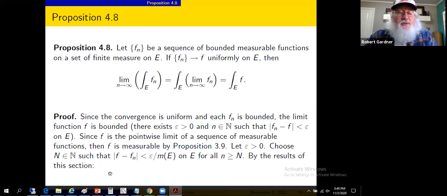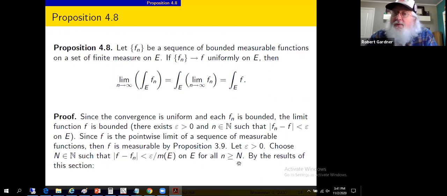So let epsilon be greater than 0. Choose a capital N. We know this can be made small, so make this less than epsilon divided by the measure of E. Based on the uniform convergence, this can be done. Throughout set E, I can make f minus f sub n less than epsilon over the measure of E.